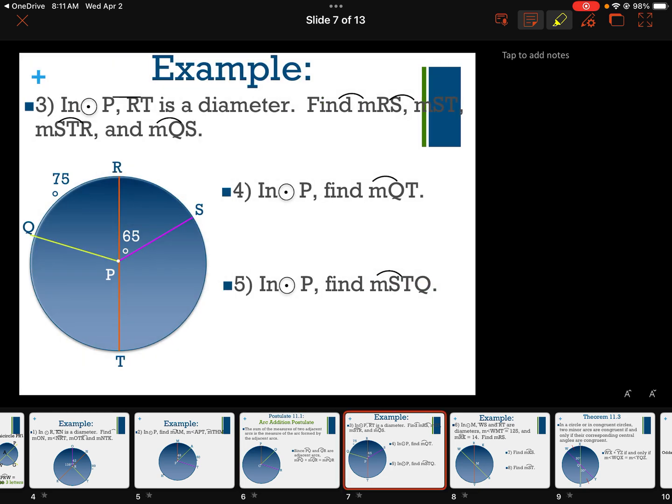Here's an example. In circle P, segment RT is a diameter. Let's find the measure of arc RS, the measure of arc ST, the measure of arc STR, and the measure of arc QS. That's how you read that.